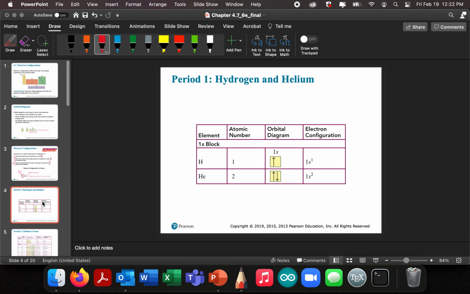So the electronic configuration for hydrogen, let's start from the very beginning. A hydrogen atom only has 1 electron, right? And it's got only 1 orbital because it's only got 1 subshell. So in that case, its electronic configuration is 1s1. Helium has 2 electrons, and this orbital has a capacity for 2 electrons, right? So they can both fit in that subshell. So its electronic configuration is 1s2.